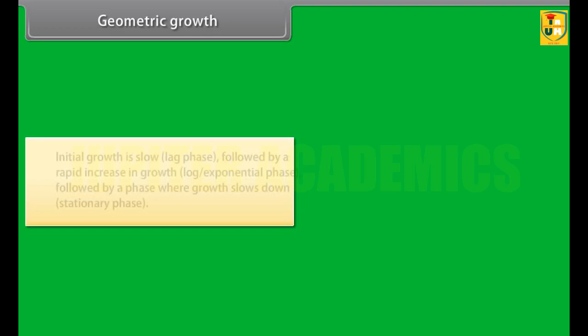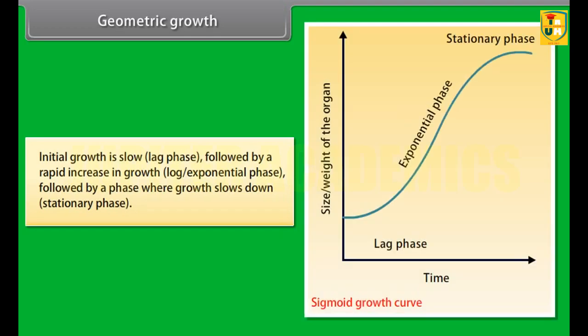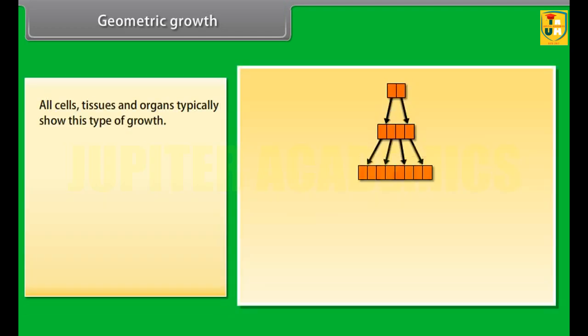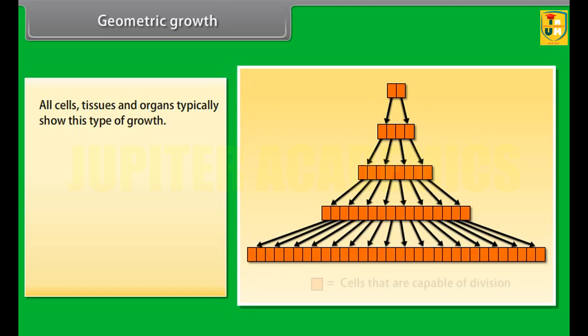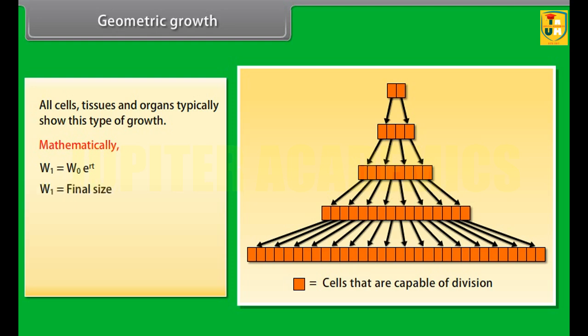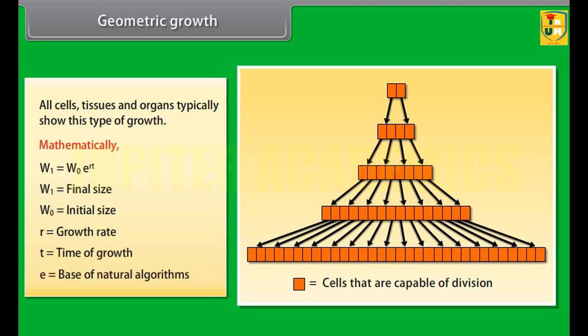Geometric growth. Initial growth is slow, followed by a rapid increase in growth, followed by a phase where growth slows down. All cells, tissues, and organs typically show this type of growth. Mathematically, W1 is equal to W0 into e to the power rt. W1 is equal to final size. W0 is equal to initial size. r is equal to growth rate. t is equal to time of growth. e is equal to base of natural logarithms.